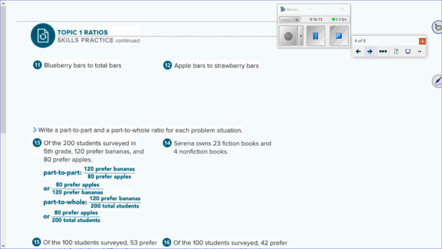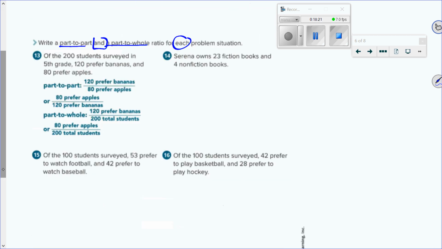Your last part, write a part to part and a part to whole. So you're doing 2 of them for each problem. They gave you an example on number 13. They actually did that one for you. But for 14, 15, and 16, you're doing a part to part and a part to whole. Everybody clear? Okay, you have 13 minutes. Go.